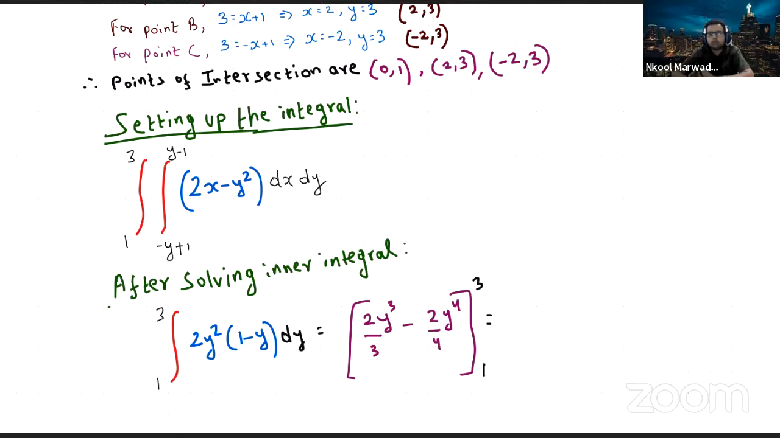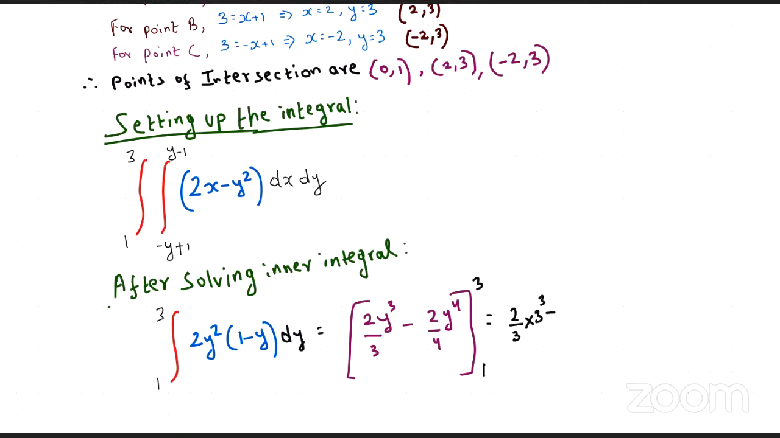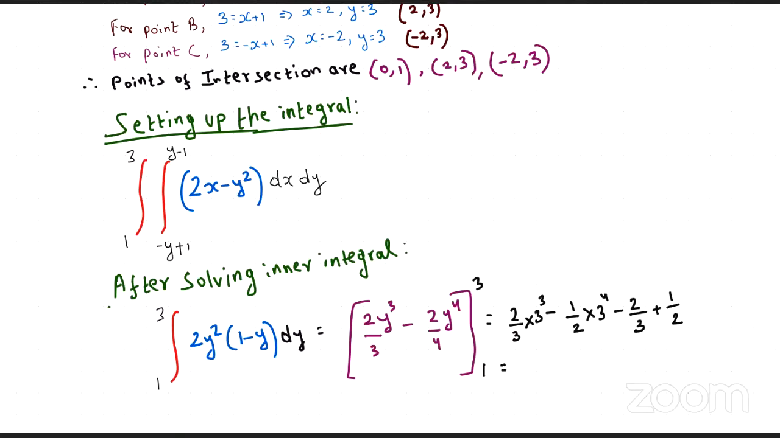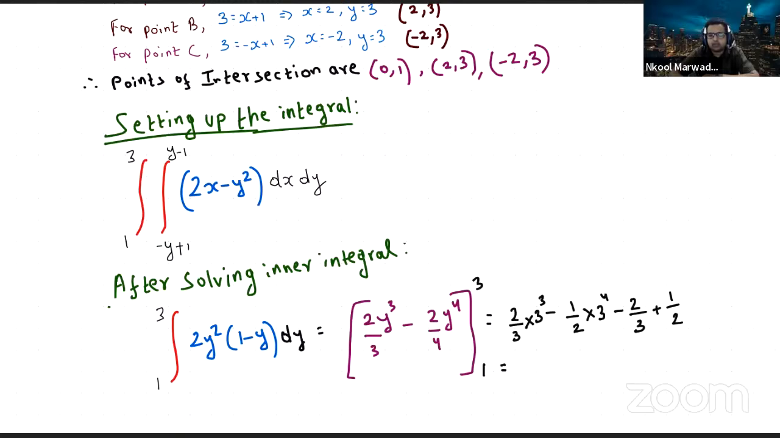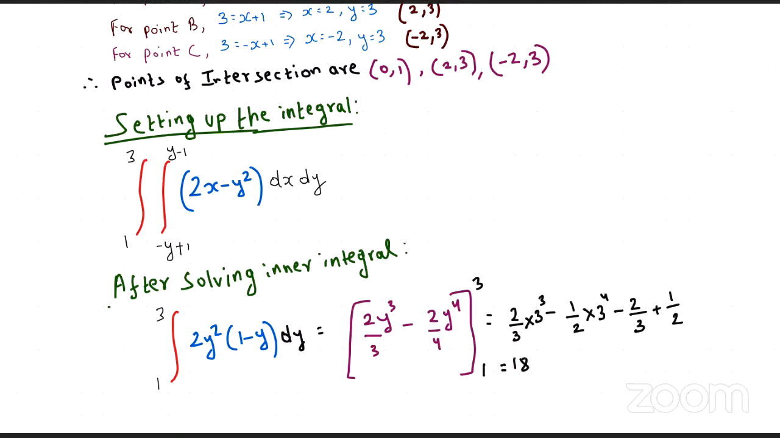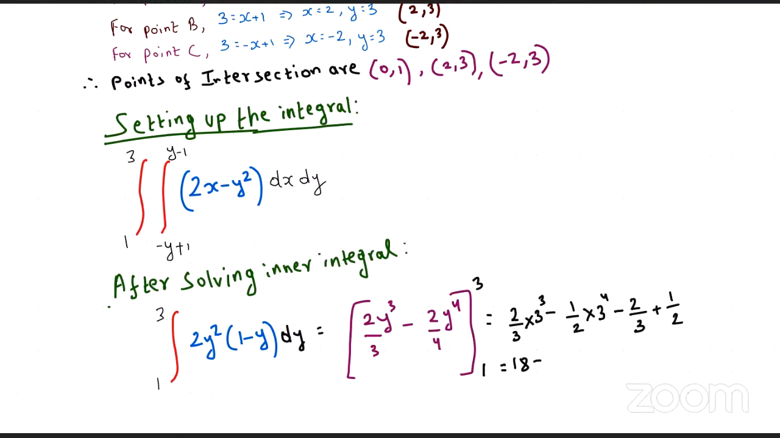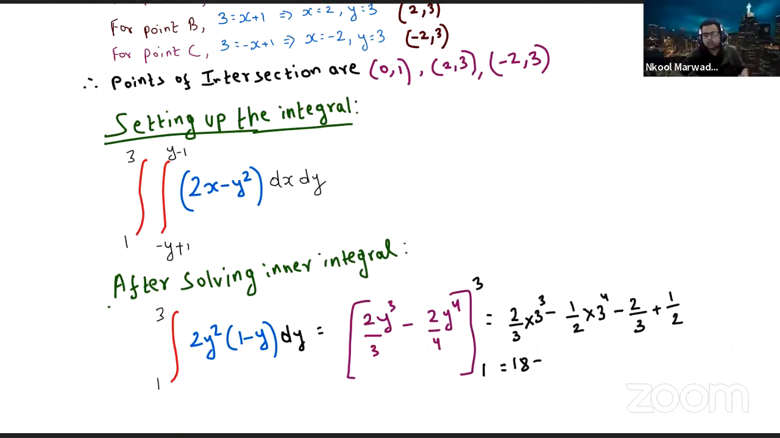Then 3 cube. So 2 by 3 into 3 to the power of 3, minus 1 by 2 into 3 to the power of 4, minus 2 by 3 plus 1 by 2. 3 will cancel. 3 3s are 9, 9 2s are 18. 18 minus, 3 3s are 9, 9 3s are 27, 27 3s are 81, 81 by 2, minus 2 by 3 plus 1 by 2.